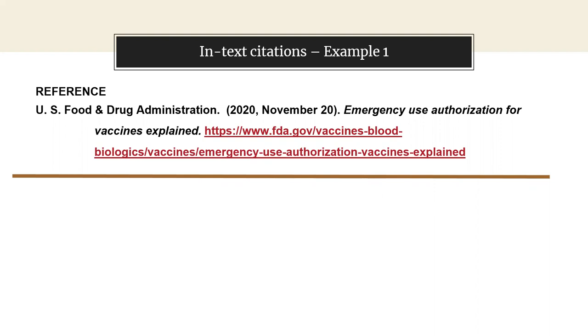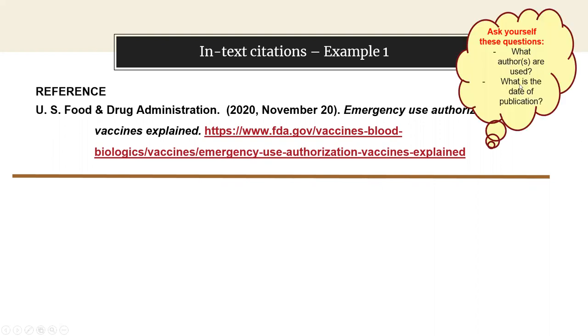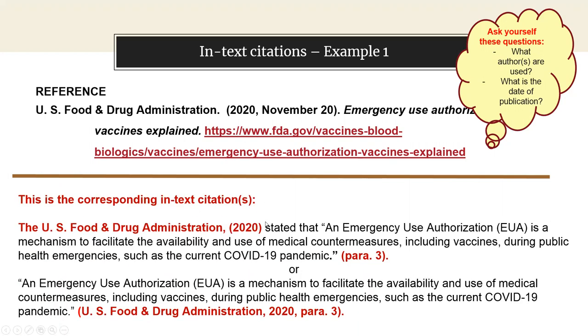Go ahead and unmute yourself. U.S. Food and Drug Administration. All right. In 2020. Yep, that's exactly right. Because what you always ask yourself is, what's in the author field, in this case U.S. Food and Drug Administration, and what's the year of publication? So these would be the corresponding in-text citations in the body of your paper.